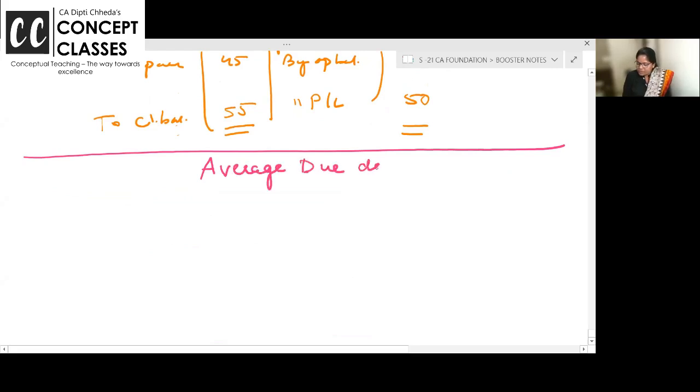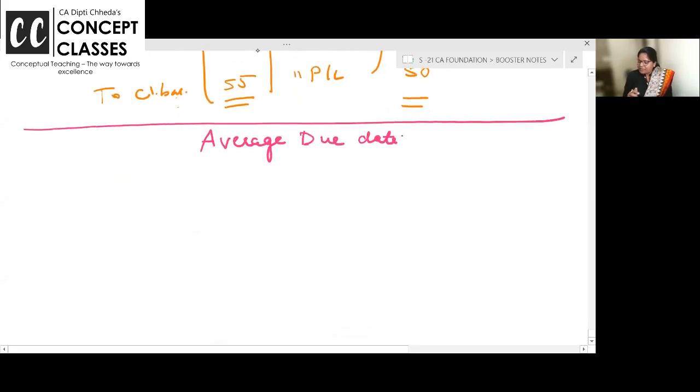Average due date. What is the formula that you write? Simple formula. Average due date is equal to base date. I'm not writing steps because I've already printed. When you read one day before exam booster notes, you also read the introduction formats which are given to you.